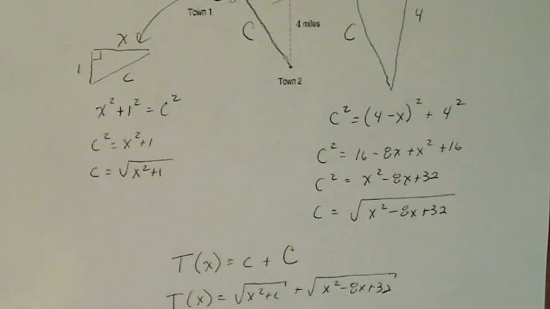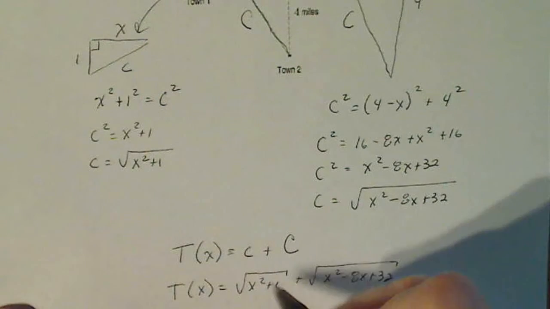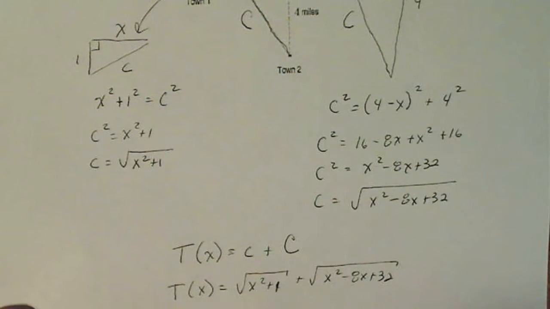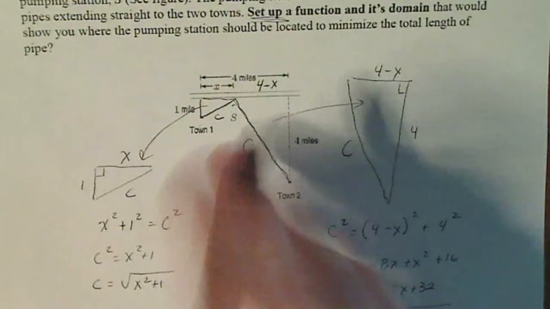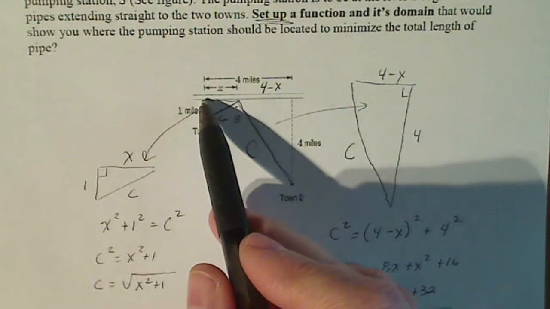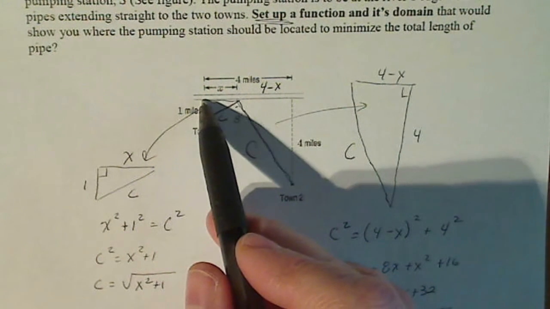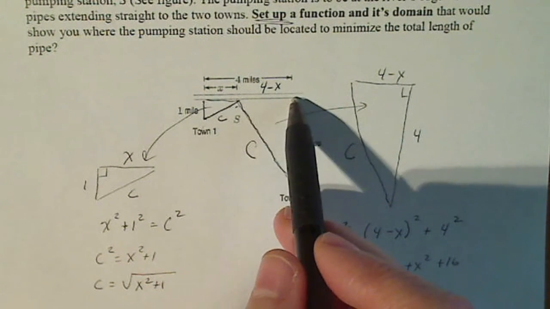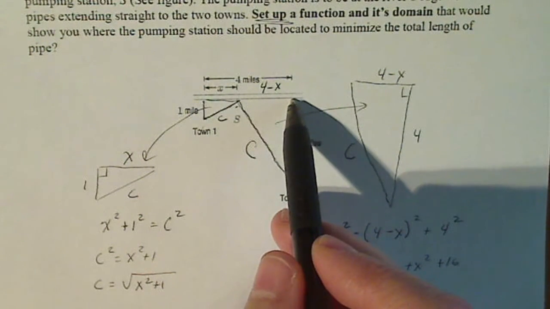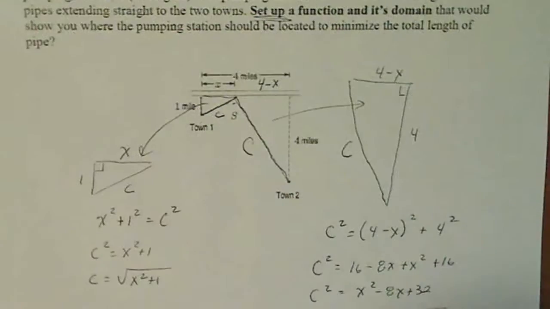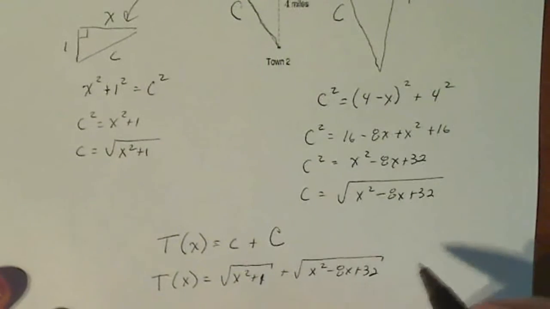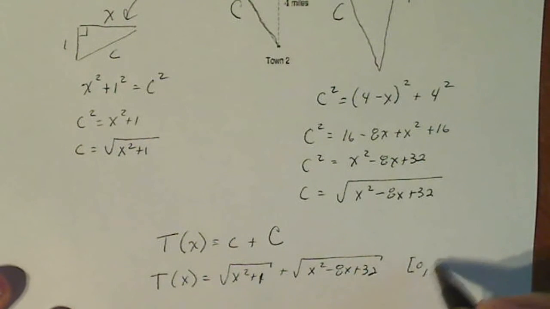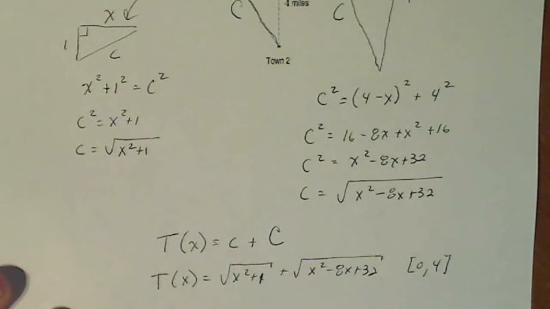Now it also says we need to give the domain for x. So the domain for x, take a look at this one. So if x is 0, I put the pumping station S over here, so that's the smallest x can be. And if I put the pumping station at the other extreme here, that means x is equal to 4. So my domain, in the end, is going to be x goes from 0 to 4. And that's the setup of that problem. Right now, we're not worried about solving it, just worried about setting it up.